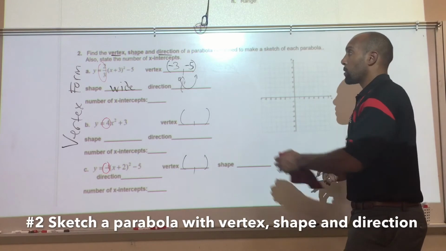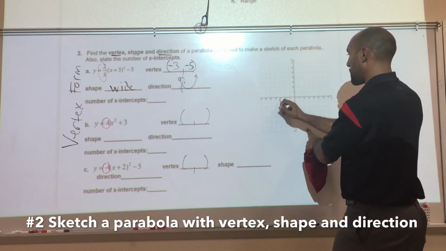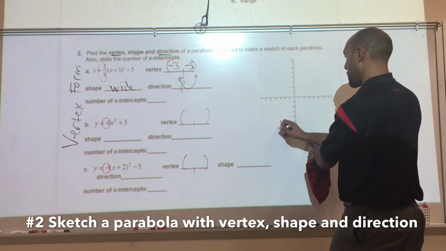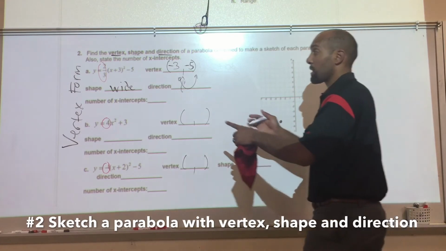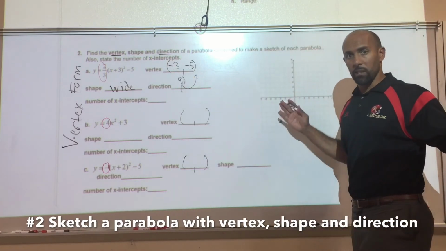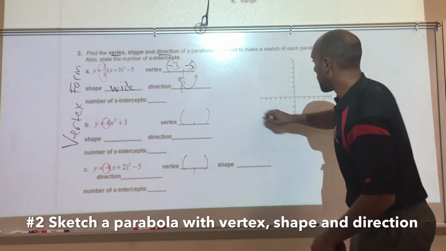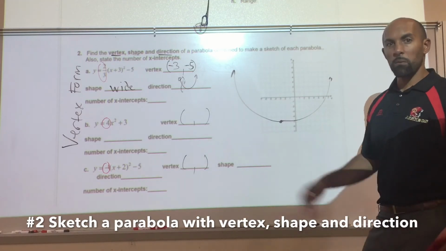First I graph negative 3, negative 5: left 3, down 5, right here. Now it's a wide parabola that's going up. So I'm going to make it ridiculously wide. Just make it super wide, like this. Just make it really wide.